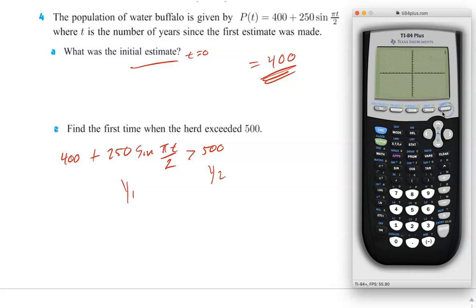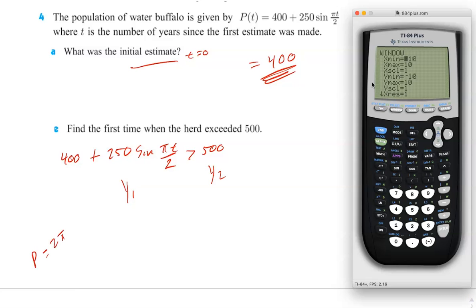Now if I hit graph, you're not going to be able to see anything. Look at this function right here. It's going all the way up to 400. My current window is standard, so it goes from negative 10 to 10, which is not anywhere close to this. So we have to fix our window. For x-min and x-max, they don't really give you guidance, so probably one period would be good. So let's try to figure out what the period is.